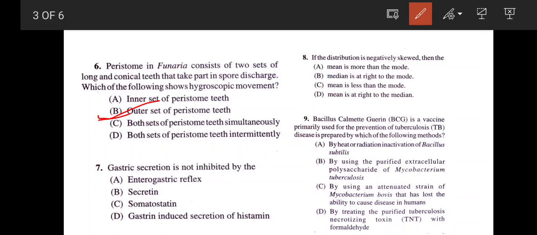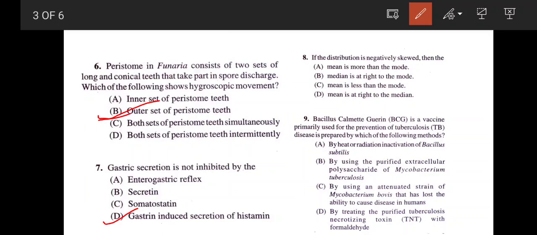Next question, gastric secretion is not inhibited by which of the following? Enterogastric reflex, then secretin, somatostatin and gastrin induced secretion of histamine. Okay, the correct answer would be histamine, because all of the above, somatostatin, secretin and enterogastric reflex, inhibit the gastric secretion, whereas histamine actually inhibits somatostatin. In that course it activates the secretion of gastric juice, or gastric secretion.